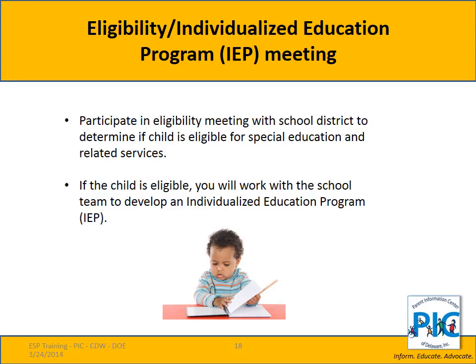If eligible, an individualized education program may be developed. As an ESP, you will participate in an eligibility meeting with the school district to determine if the child is eligible for special education and related services. If the child is eligible, you will work with the school team to develop an individualized education program, an IEP.